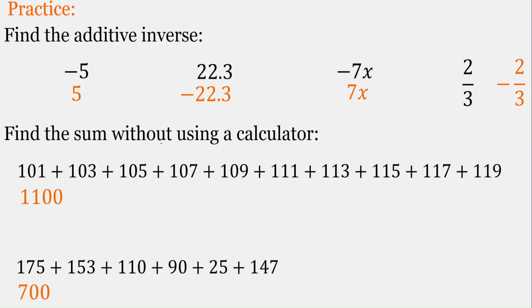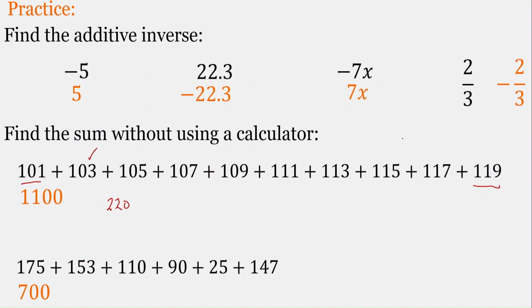Now we're going to find the sum without using a calculator. And we're looking for ways to regroup and reorder these numbers. Now for this first one, there may be a number of ways we can regroup this to make solving it easier. But what I saw is a 101 and a 119. And that adds up to 220.